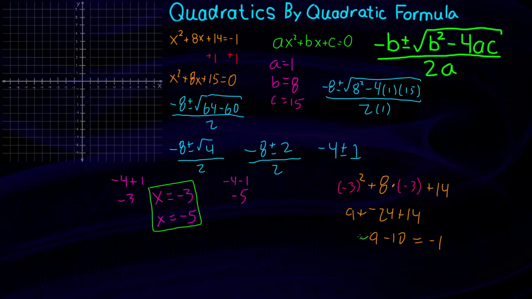So we can see that the solution does indeed check out, and that x is negative 3 is one of the solutions. What I'd like you to do is go back and redo this checking method, but do it for x is negative 5.